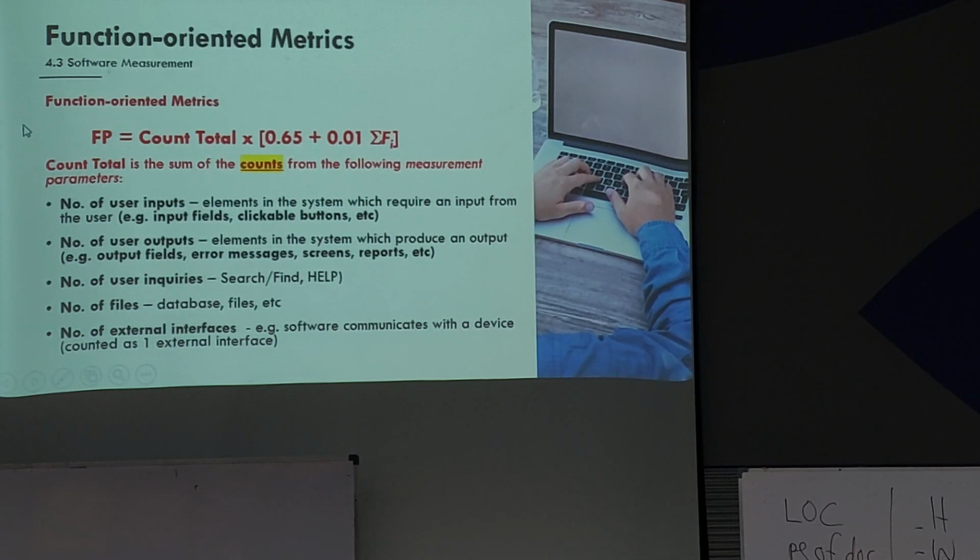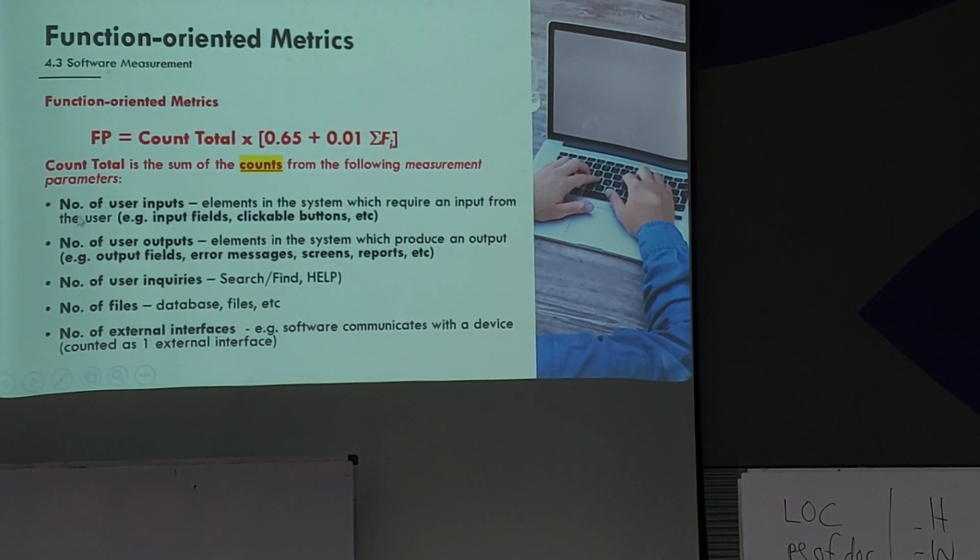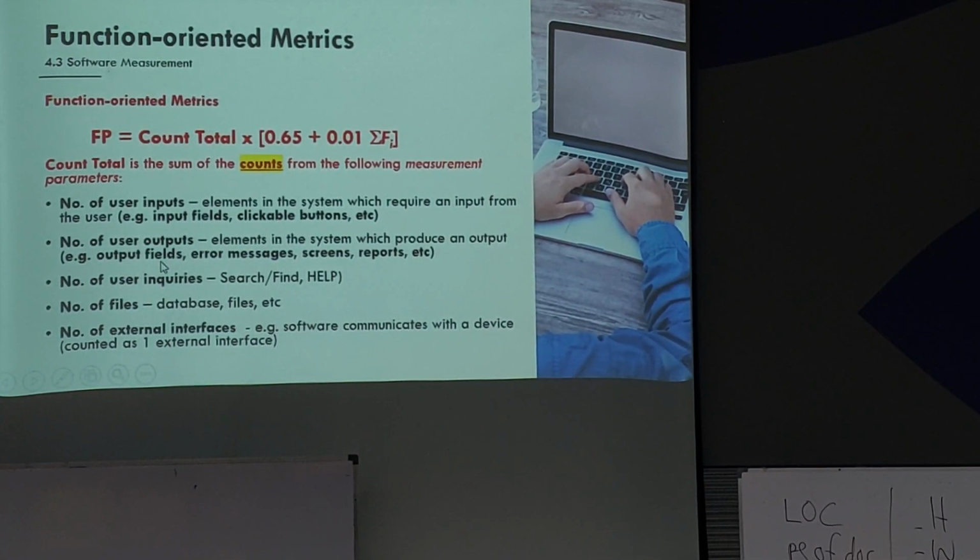Count total is the sum of the counts from the following measurements. To do count total, you have to count the number of user inputs. You look at all the screens, count the number of input fields, and count all the clickable buttons. You also count the number of user outputs: output fields, error messages, screens, and reports. After you count, you get a total.